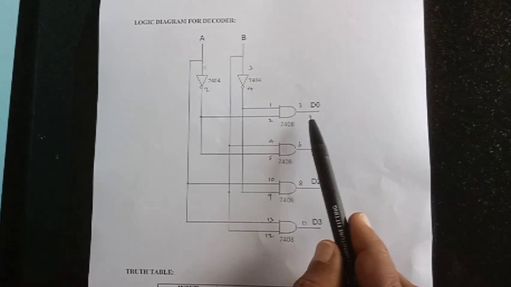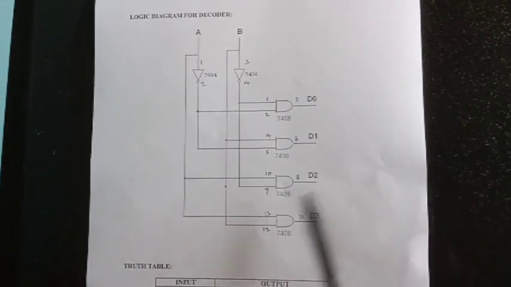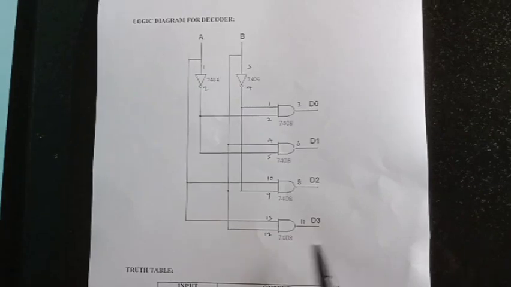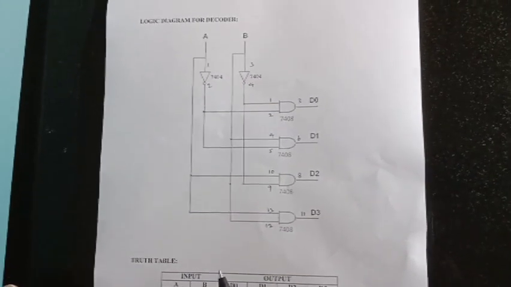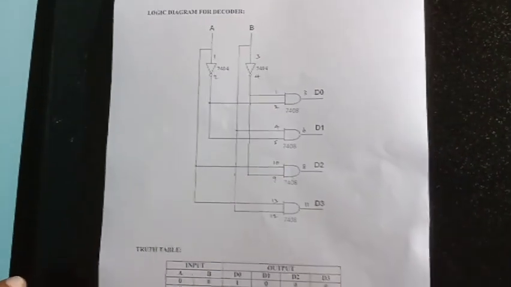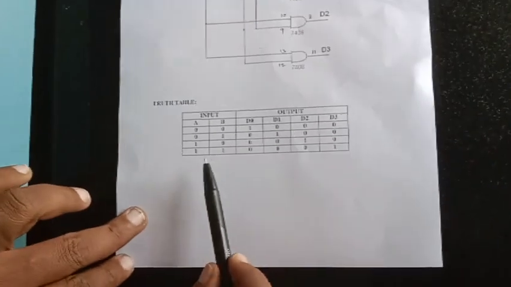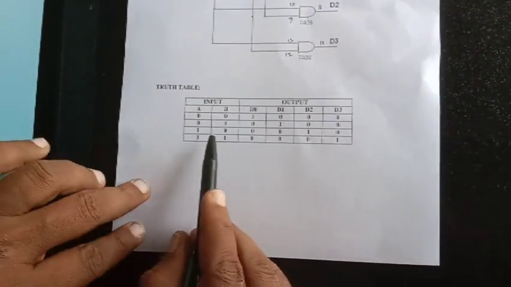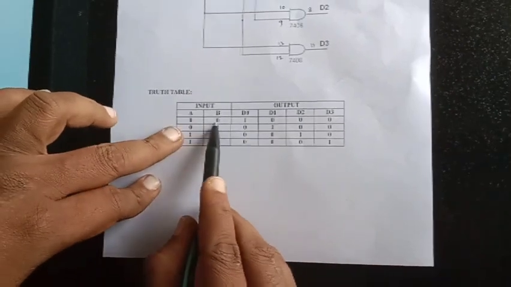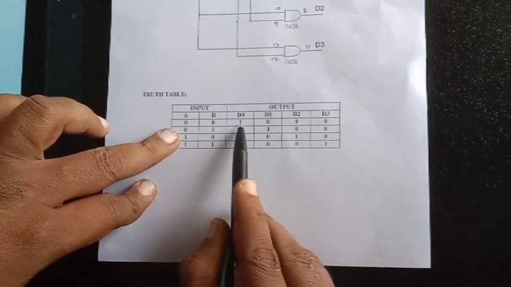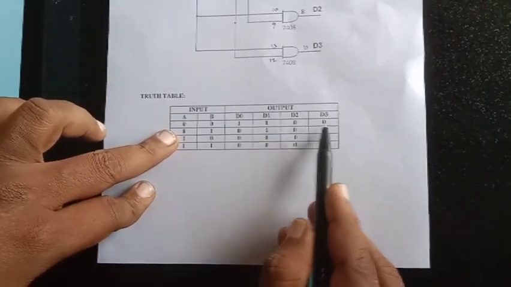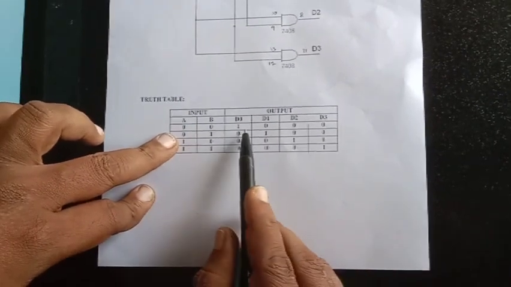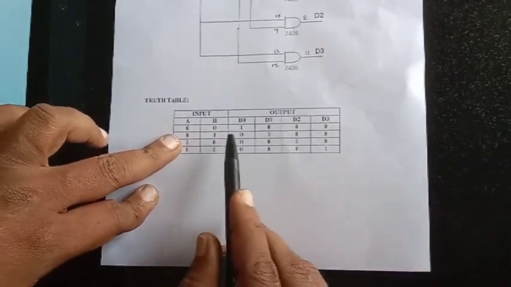So for this circuit diagram, I am getting 4 outputs from 2 inputs. As per the logic diagram, we made the connections. So this is the truth table. The inputs are A, B. For the first combination, if we give the input 0, 0, then the output is D0, and the remaining 3 values are equal to 0. So the 2-bit input is converted into a 4-bit output. That is the application of decoder.